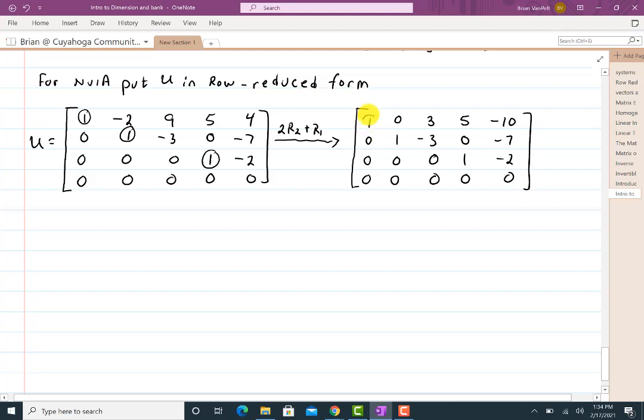All right, let me go ahead and circle my pivots again. This time, I want to clean out that 5 up there. So I will do -5R3 plus R1. And once again, anything to the left of that particular column is unaffected just because of the way that the pivots proceed.